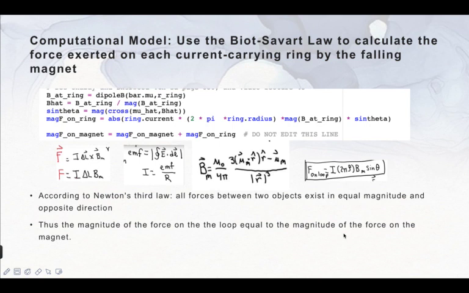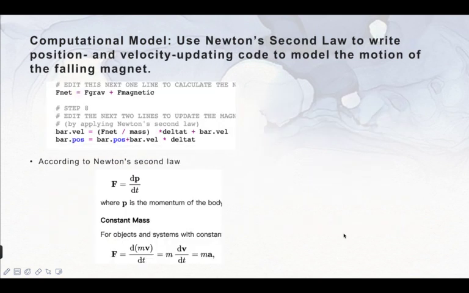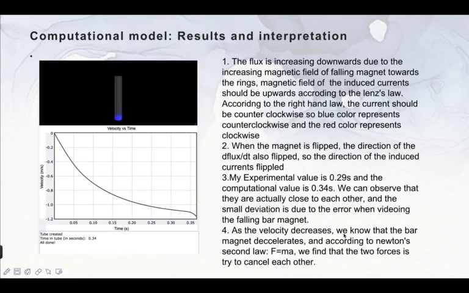And also, according to Newton's third law, all forces between two objects exist in equal magnitude and opposite direction, so that we know the magnetic force on the loop is equal to the magnetic force on the magnet. And then we can calculate the net force exerted on the magnet, and according to Newton's second law, we can find the formulas for the velocity and position of the bar magnet. And this is my final result.